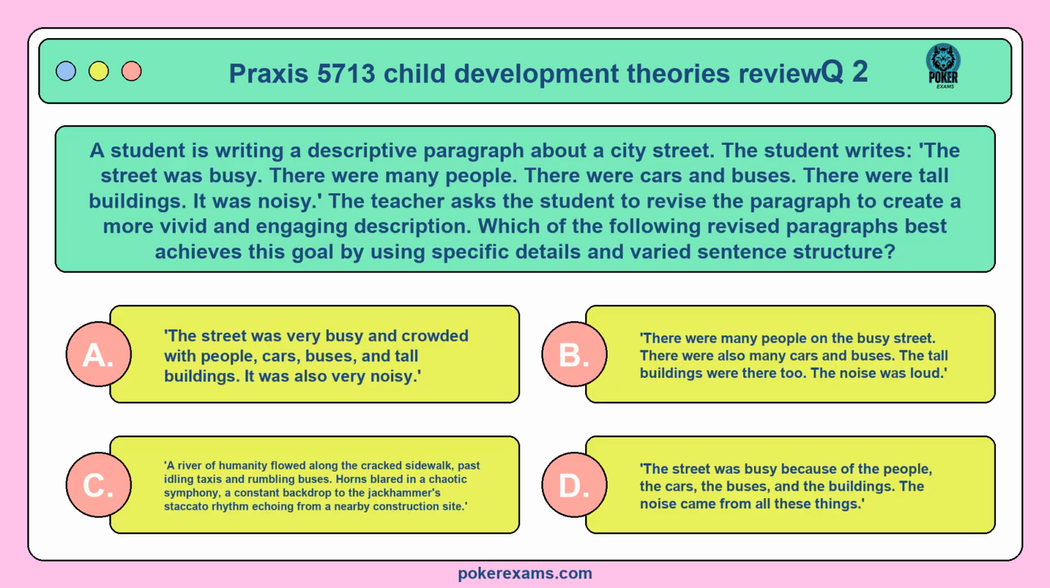Question 2. A student is writing a descriptive paragraph about a city street. The student writes, "The street was busy. There were many people. There were cars and buses. There were tall buildings. It was noisy." The teacher asks the student to revise the paragraph to create a more vivid and engaging description. Which of the following revised paragraphs best achieves this goal by using specific details and varied sentence structure?